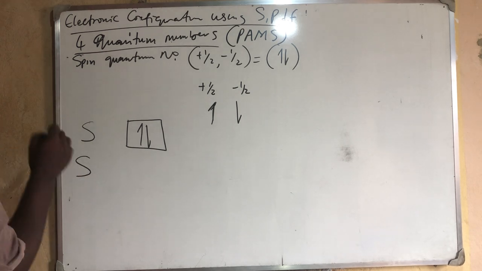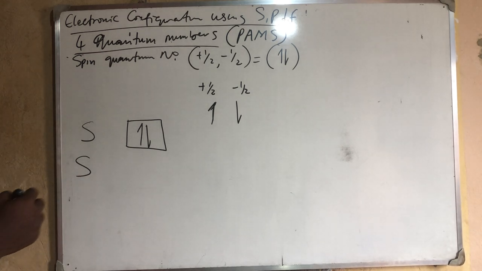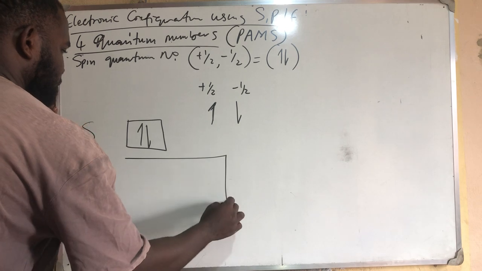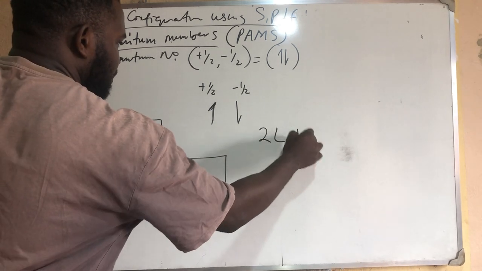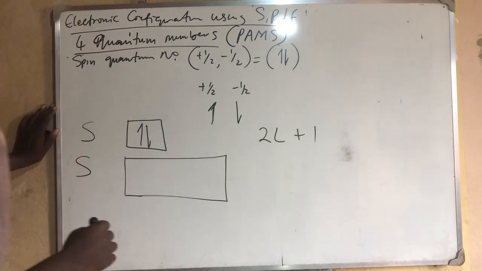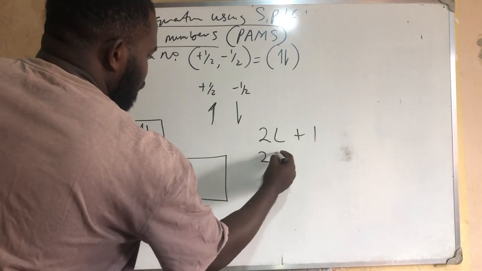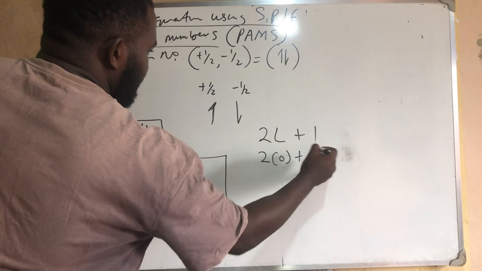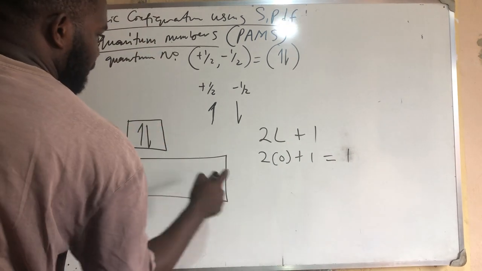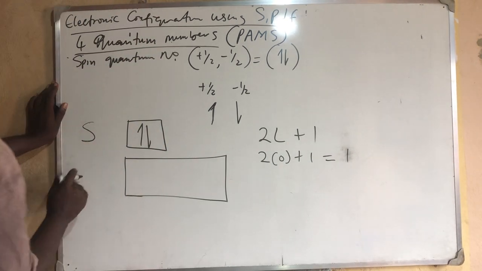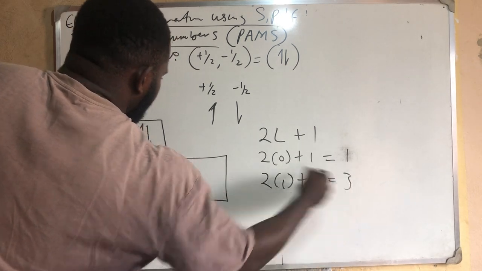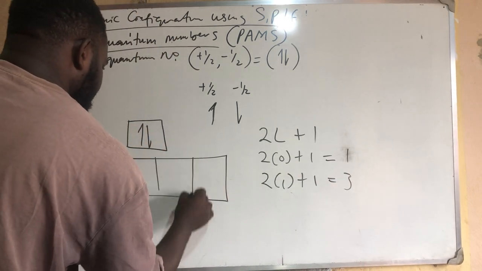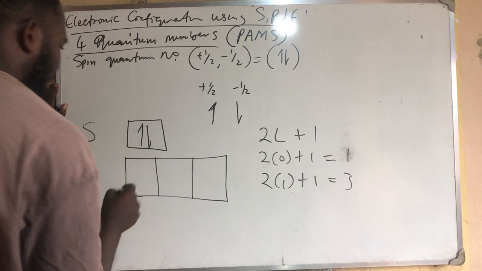But for p, it has a maximum of what? 3 orbitals. If you remember the way we said it, that is 2l plus 1. All right? And 2l plus 1 is what? 2 into 0 plus 1, which gave us 1 orbital. Sorry, this is for p. It gave us 2 into 1 plus 1, which is 3. So let's share this into 3.